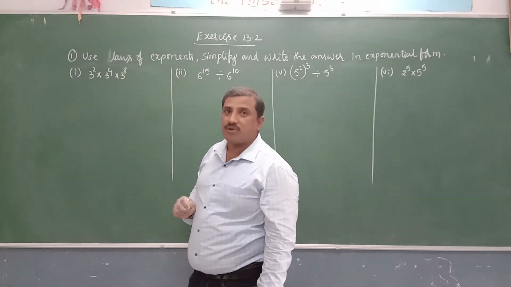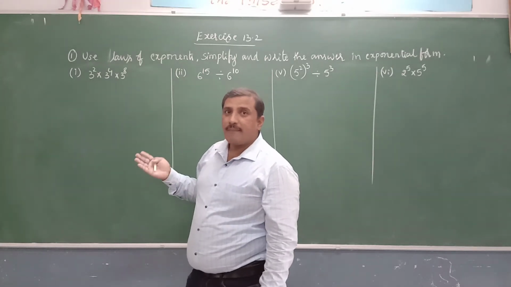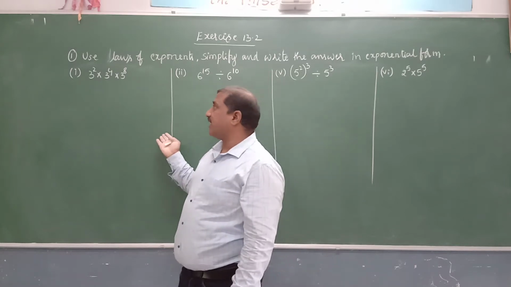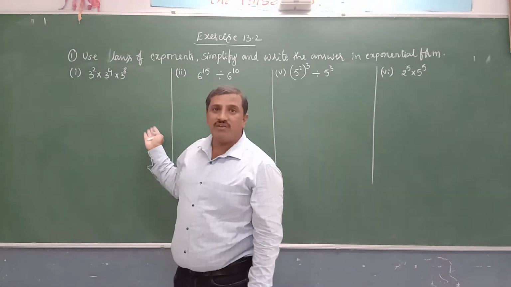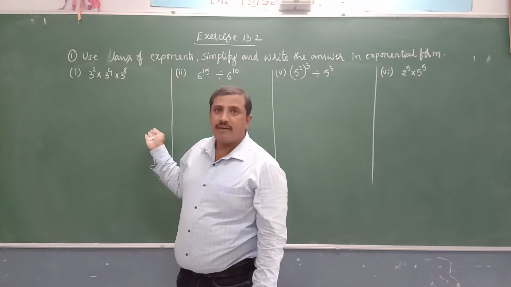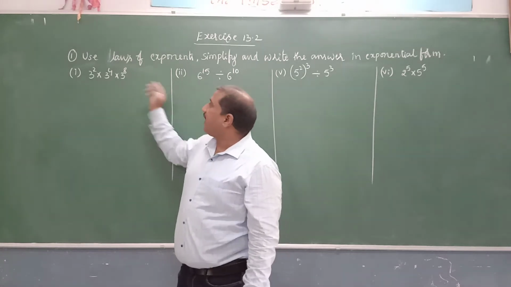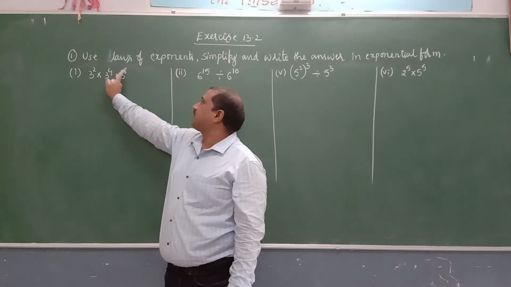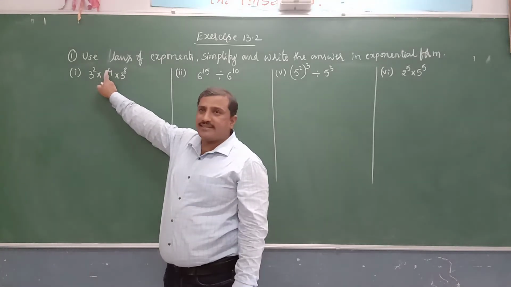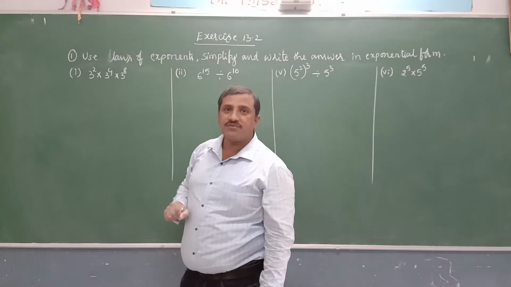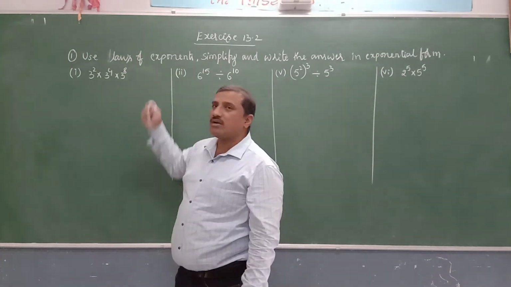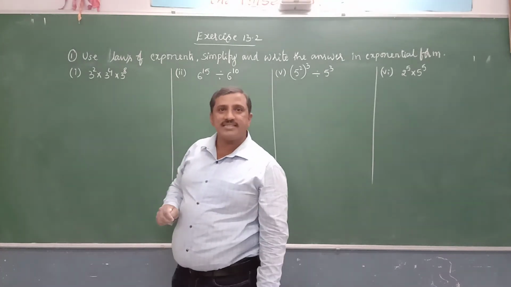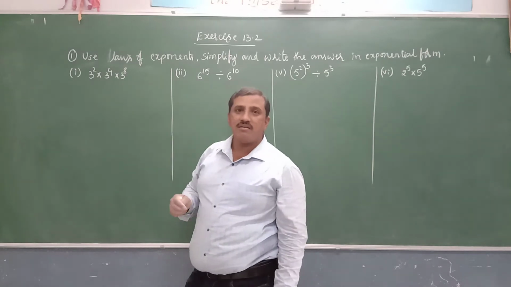The first law of exponents. When the powers are different with the same base, what will we do? We will add up the powers or the exponents, that is 2 plus 4 plus 8. 2 plus 4 is 6, 6 plus 8 is 14. We will get 3 to the power of 14 as the answer, and this answer is in the exponential form.